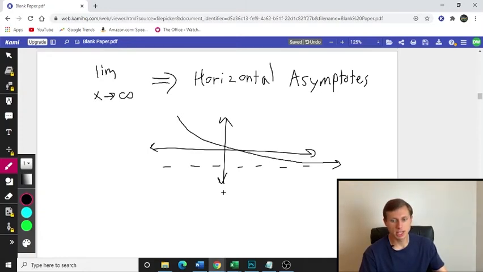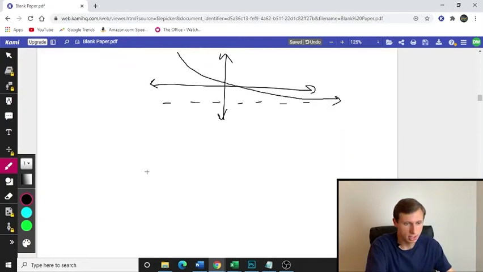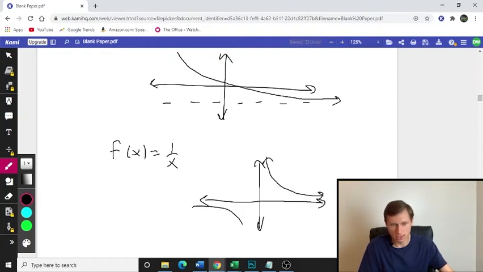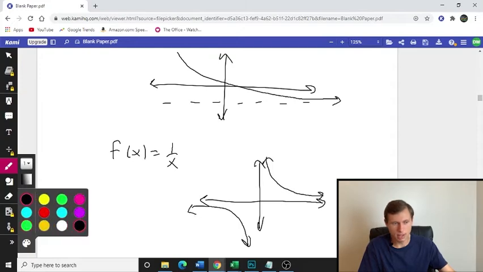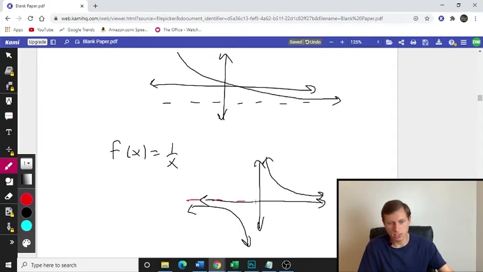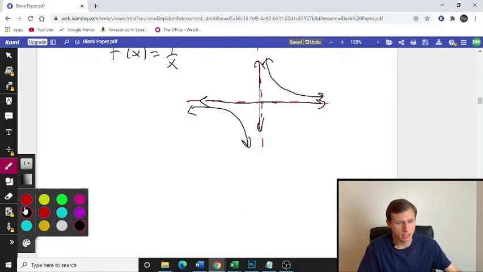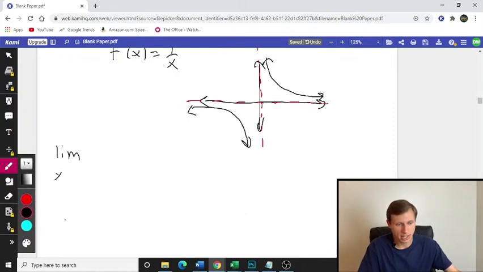And so to give you an example, here's the function f of x equals 1 over x. This is what it looks like. It looks like this on the right, and it looks like this on the left. And if you remember, it's going to have a horizontal asymptote as well as an asymptote at 0. Now, let's think about what that means in terms of limits. If I ask you to find the limit as x approaches infinity of 1 over x, remember that would be like 1 over infinity.